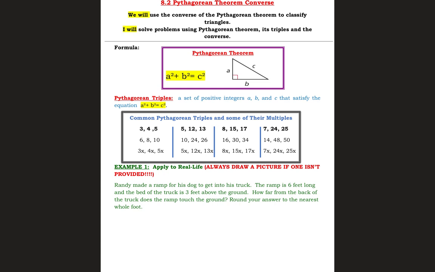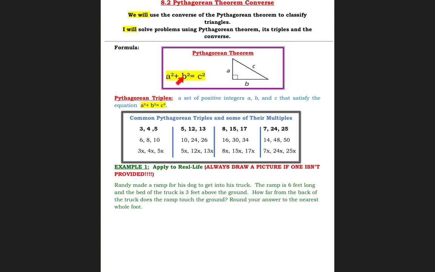Hi class, today we're looking at the converse of the Pythagorean theorem, or the Pythagorean theorem converse. So we all know that Pythagorean theorem is used on a right triangle. We also know that a squared plus b squared must equal c squared. So now what we're looking at is if c squared is equal to a squared plus b squared, then we know it's a right triangle.